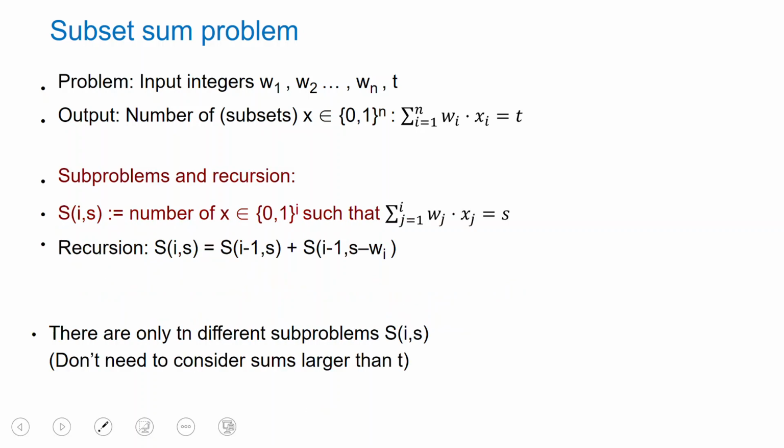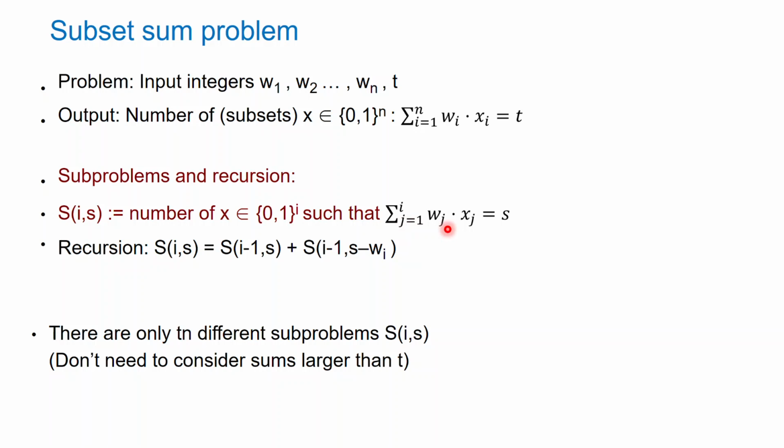Okay, this leads us to formulate the following subproblems. As subproblems, I'm going to have S(i, s), which is the number of subsets just of the first i weights, the number of strings x of length i, whose sum is equal to s. Okay? This sum here is written as the sum for j that goes from 1 to i of wj times xj. Okay, so it's a subset just of the first i weights, and I'm using j to index the weights.